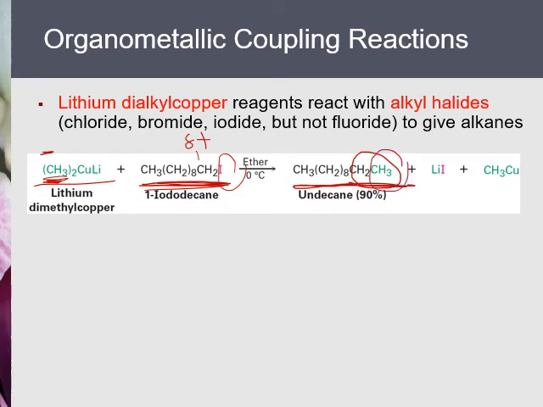The extra carbon comes from one of the alkyl groups from the Gilman reagent. Suppose we want to add 2 carbons. Instead of CH3, we want to add CH2CH3, so 2 carbons. Then we need to change the Gilman reagent from dimethyl to diethyl. Instead of dimethyl, it's diethyl copper lithium. Then one of the ethyl groups will replace iodine and form a longer chained alkane. Okay, that's the coupling reaction.